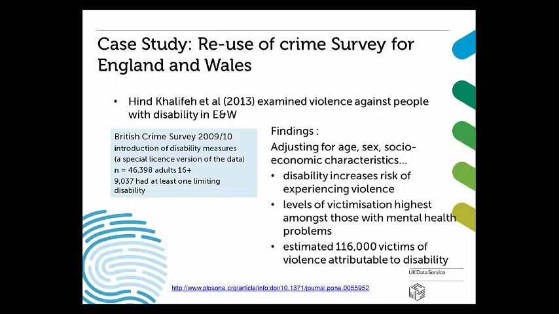And the findings from the study were that, adjusting for things like age, sex, socioeconomic characteristics, they found that disability increases risk of experiencing violence. Levels of victimisation are highest amongst those with mental health problems, and they were able to estimate that around 116,000 victims of violence could be attributed to disability.